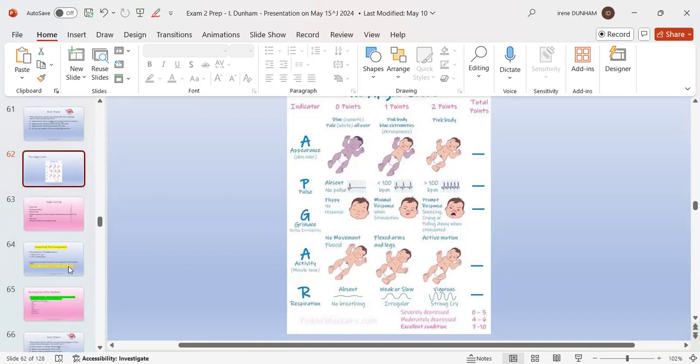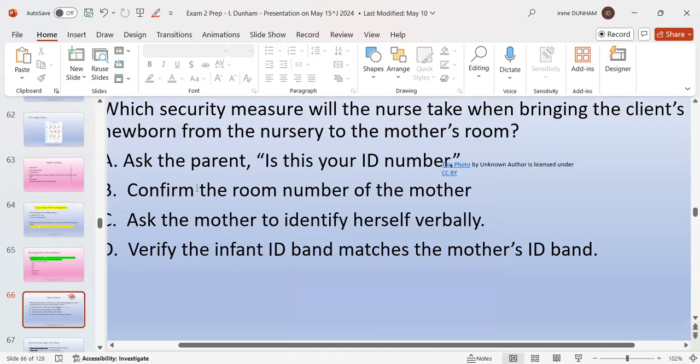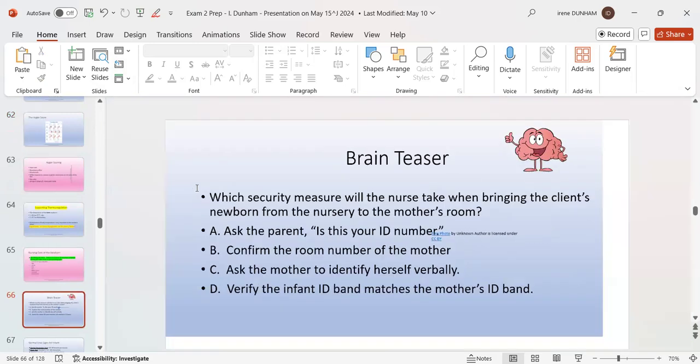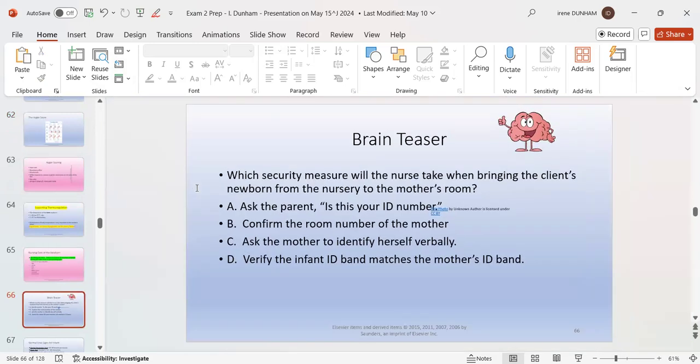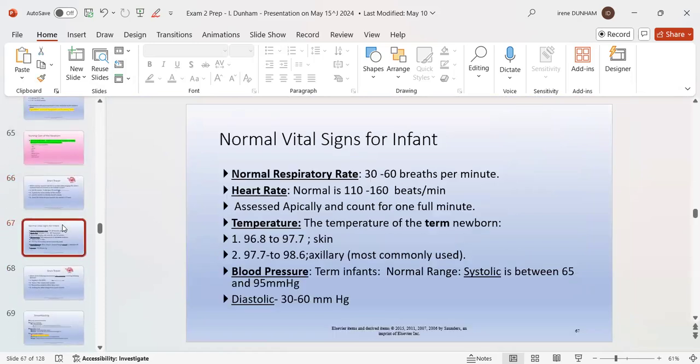Okay, let's go down here now. Oh, sorry about that, I made it bigger for you. So let's talk about security measures. Which security measure will the nurse take when bringing the client's newborn from the nursery to the mother's room? D. Yeah, D. That's a good one. And they do like those kinds of questions.